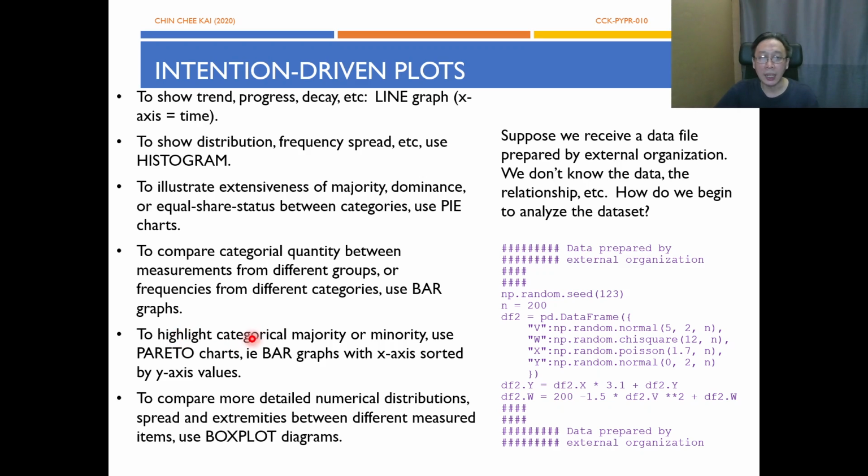So here, to highlight categorical majority, we can also sort the bars and show the tallest bar on the left and the lowest bars on the right. And this usually is the kind of bar chart that we show. So we don't show the bar chart for non-comparable categories. For example, groups having 0 vaccination, 1 dose versus 2 doses.